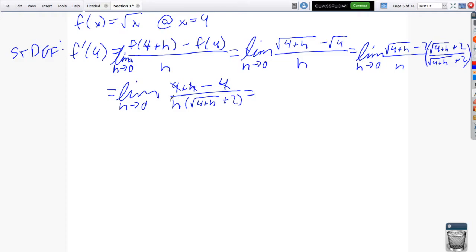H cancels out. We're left with the limit as h approaches 0 of 1 over the square root of 4 plus h plus 2, and now I can direct sub. I now have 1 over the square root of 4 plus 0 plus 2. 4 plus 0 is 4 last time I checked. Square root of 4 is 2. 2 plus 2 gives me 4. The answer to this is 1/4. All right? There's the standard definition.